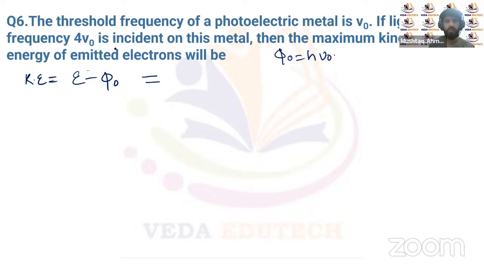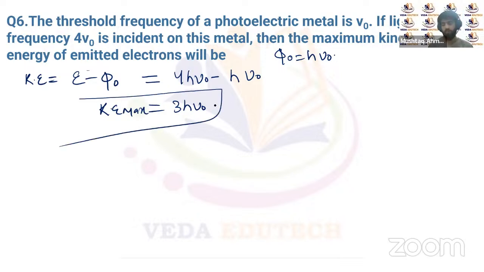Now you can see here the incident energy E will be 4h times nu naught minus h times nu naught, right? So it will be equal to 3h nu naught. So this will be the maximum kinetic energy for the electron with which it will be moving.